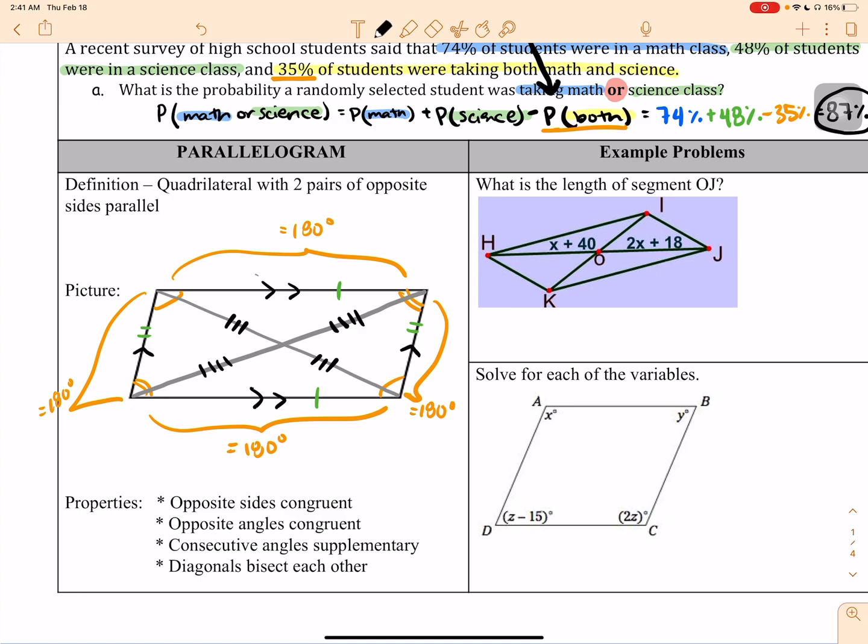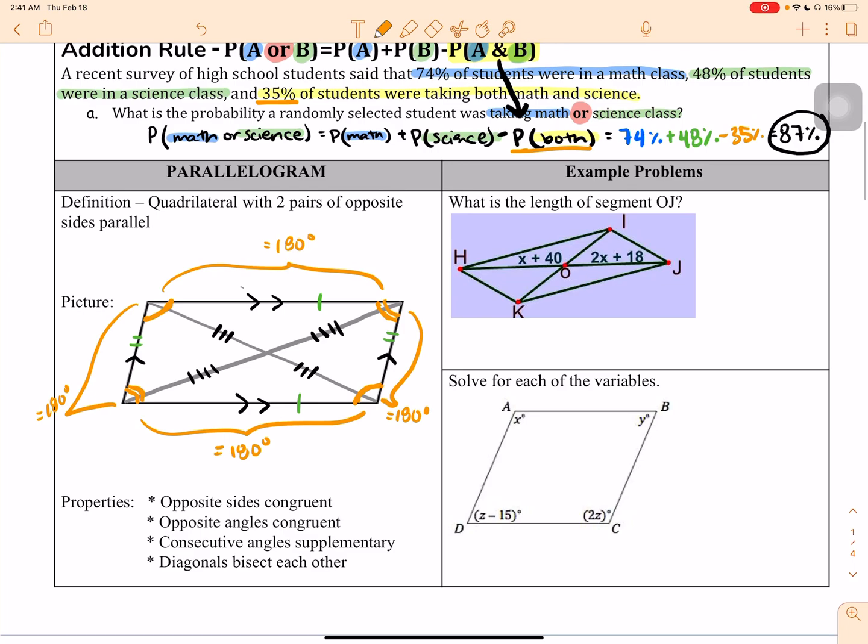Opposite angles are also congruent. So you can see already how I marked this with one and this with one, because those two angles are equal, and this angle equals this angle. So there's a lot of things here about a parallelogram. We're going to use them to solve for these problems here on the right. So the first problem says, what is the length of segment OJ?